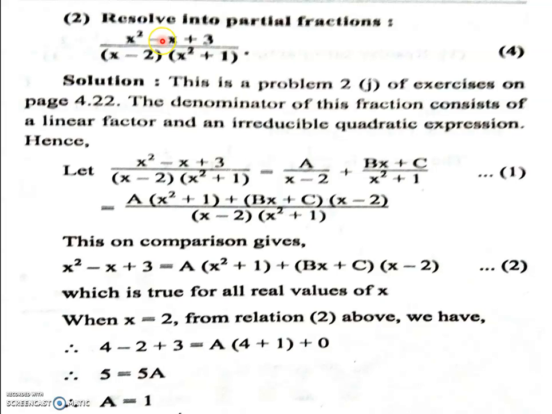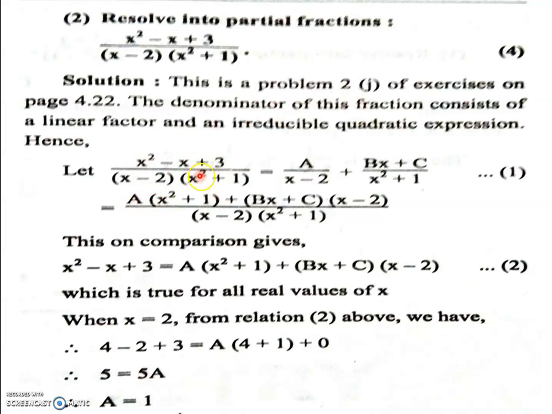Now, this example we also have to resolve into partial fractions. x square minus x plus 3 upon x minus 2 and x square plus 1. Now tell me what is the factor of x square plus 1. If it is x square minus 1, then we have the factors x plus 1 and x minus 1. But x square plus 1 has no factor. That's why it is an irreducible quadratic.